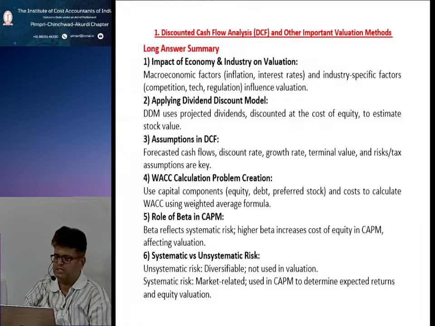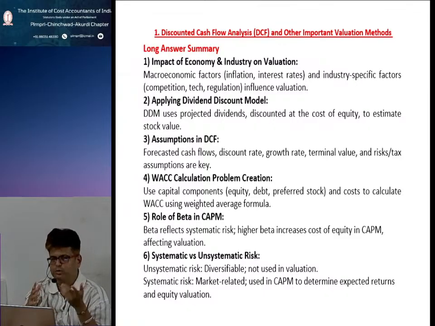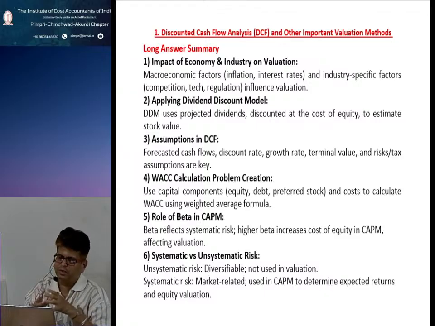In long question and answer 5, the role of beta in CAPM is discussed. Beta reflects systematic risk. Higher beta increases the cost of equity in CAPM, affecting the valuation. In question number 6, systematic versus unsystematic risk is discussed. Unsystematic risk is diversifiable and not used in valuation, whereas systematic risk is market related and used in the capital asset pricing model to determine expected returns and equity valuation per se.